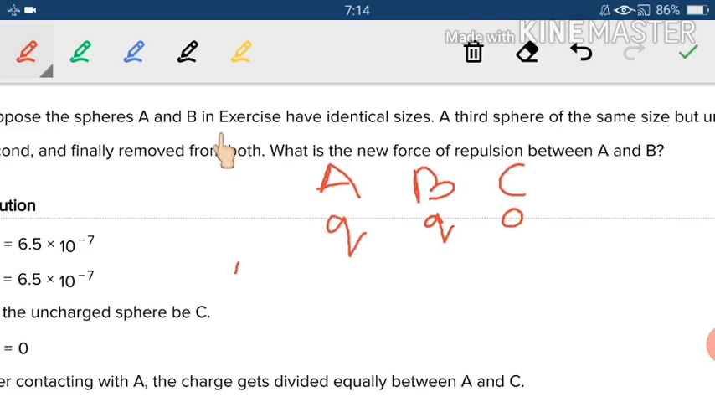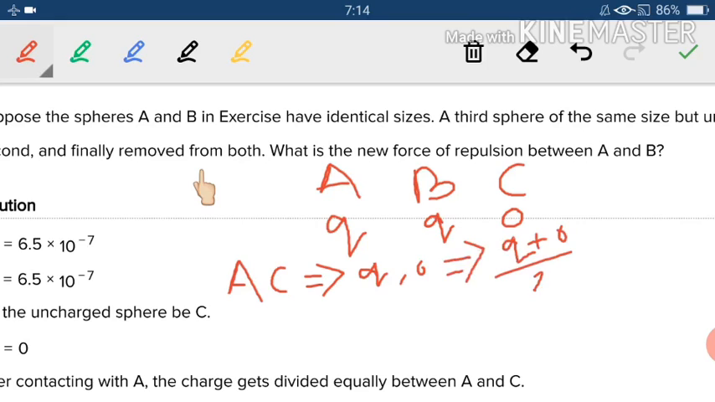So what we can write, when A and C are brought in contact with each other, their charges, that is Q and 0, will be divided equally. So it will be Q plus 0 upon 2. So now the charges on A and C will be Q by 2, Q by 2. I hope this is clear. So now the charge on A is Q by 2 and the charge on C is also Q by 2.